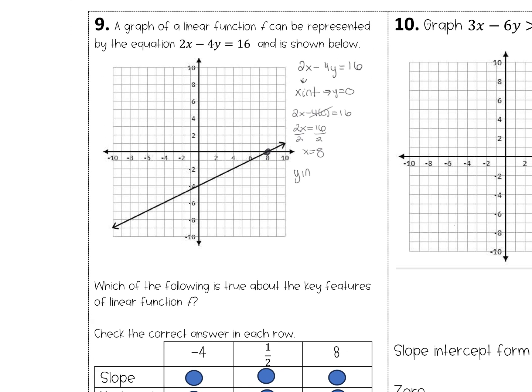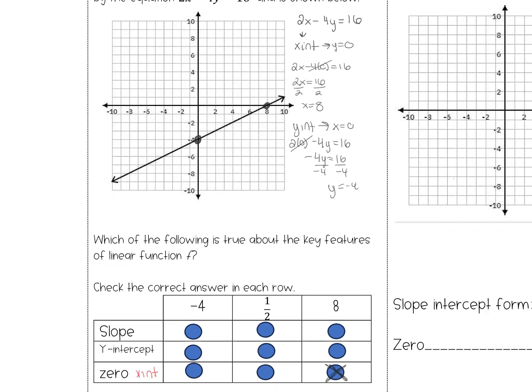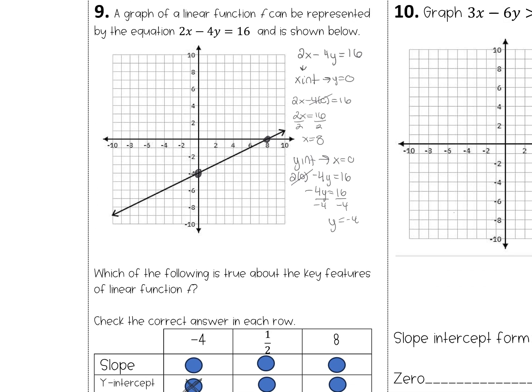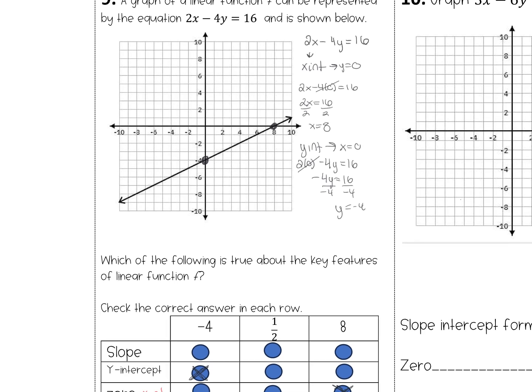For my y-intercept, you're going to let x equal 0. 2 times 0 minus 4 times y equals 16. 2 times 0 is nothing. I have negative 4y equals 16. Divided by negative 4, y equals negative 4, which is exactly what's right here. So my y-intercept is negative 4. And just to note, you don't have to be doing this math if they gave you the picture. If they gave you the picture, all we had to do was read. Here's my x-intercept, here's my y-intercept.